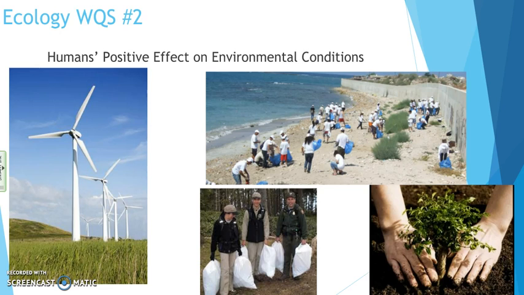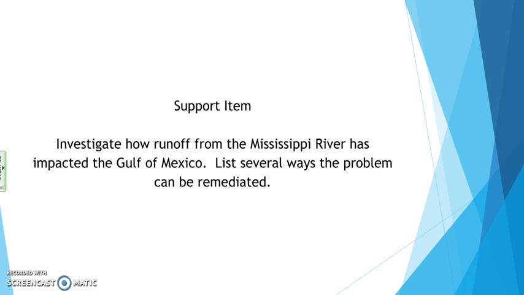It's very simple. But for some reason, we have a hard time as humans protecting our earth and taking care of it. That's all really what I have for you today. Make sure you take care of your supporting item. Your supporting item is basically to investigate how runoff from the Mississippi River has impacted the Gulf of Mexico. Let's list several ways that the problem can be remediated.